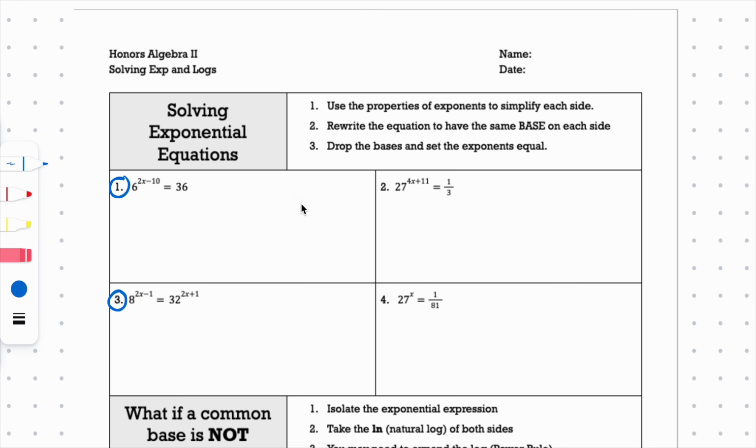Okay, so when we're solving exponential equations, we're really going to have two main cases. One when we have a common base, and one when we can't find a common base. What do we do when we have that sort of situation? So first, what do we do when we have a common base?